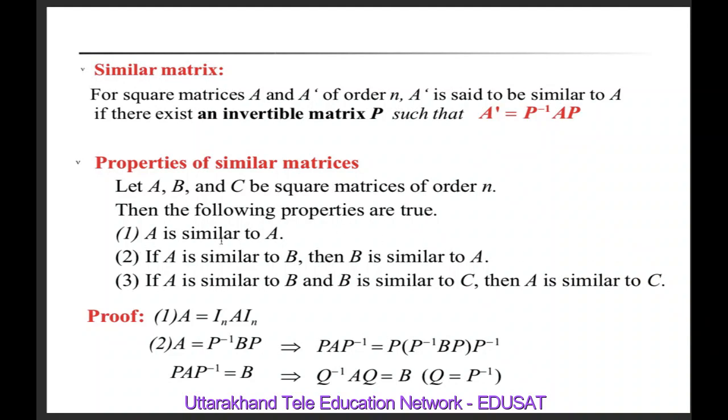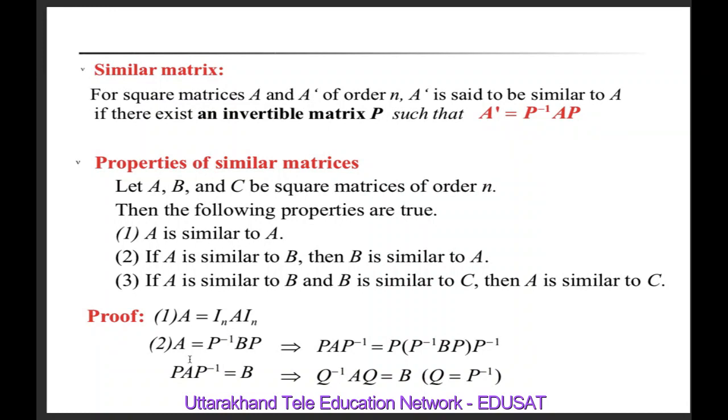So first, A is similar to A. We know that if A is a matrix of order n, then we can write A equal to In A In, where In is nothing but the identity matrix of order n. So it is clear that A is similar to A.